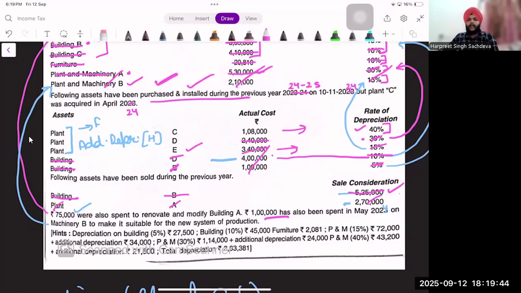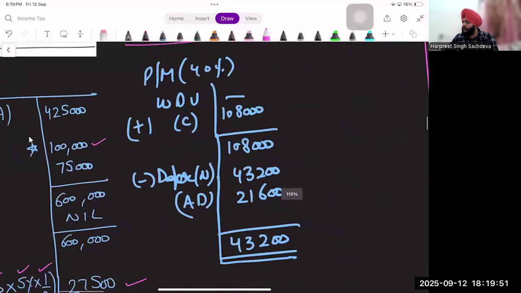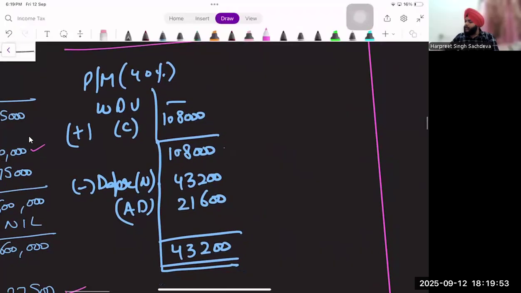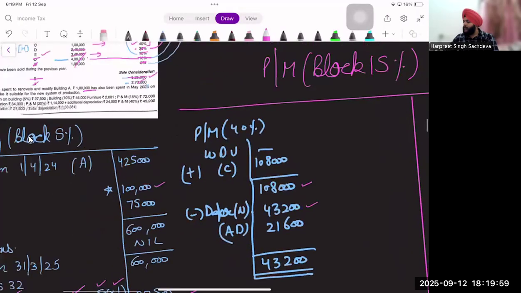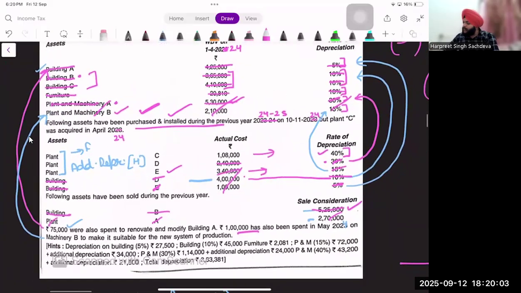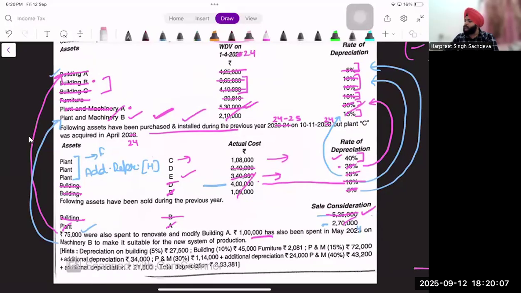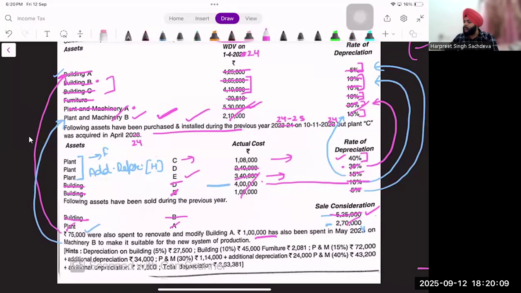You will write nil. Add additions, plant C with cost 1,08,000. So small. Then 1,08,000, no sale consideration. Depreciation normal will be for the full year. And now, was there a star? We need to check. Plant C was purchased in April 2024, so it doesn't have a star.